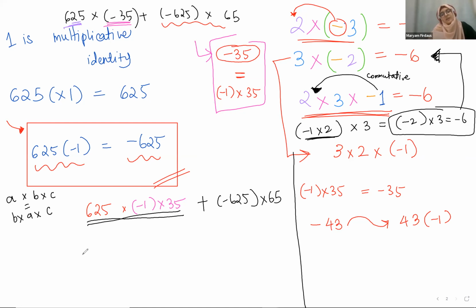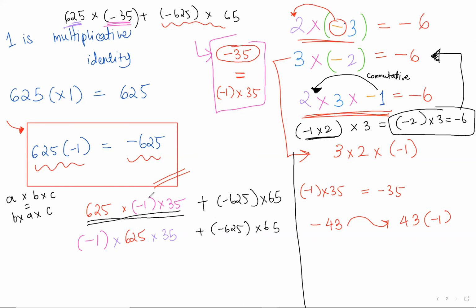So now can you tell me what this thing will become? I'm swapping the positions. Minus 625. First, -1. Multiplied by 625. Then multiplied by 35. Very good. So then the rest of it, I'm just going to copy it down as it is. -625 multiplied by 35.